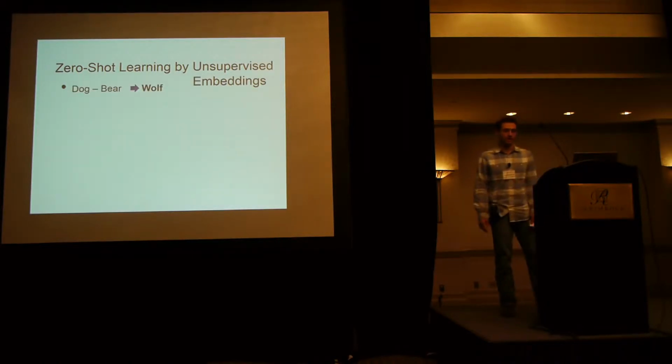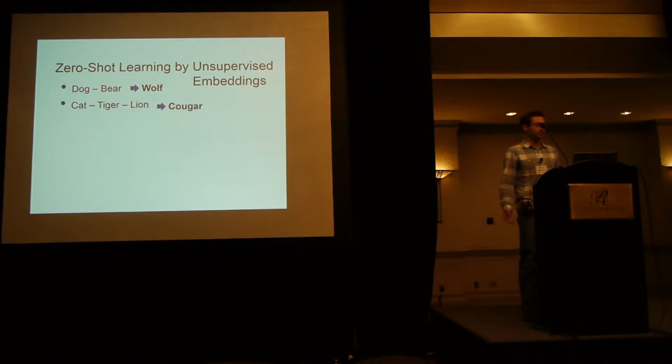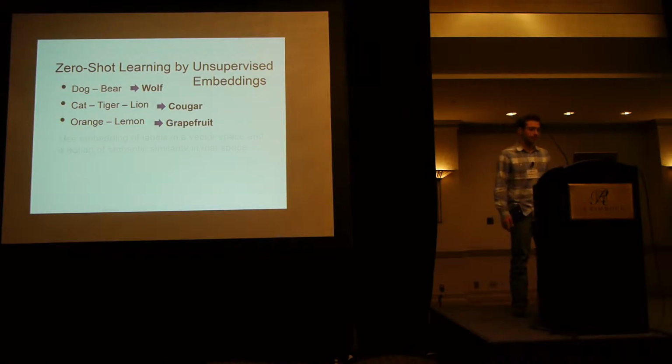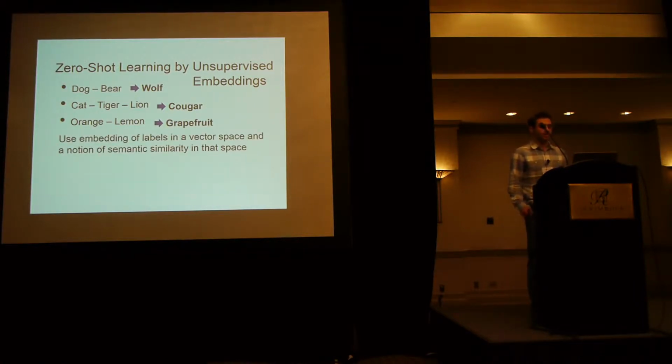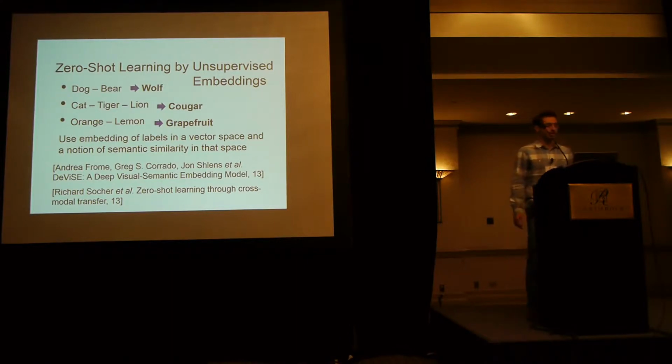The approach that we are taking is using an unsupervised embedding of the labels and concepts. Because it's unsupervised, we can work with very many classes, and what it gives us is something like this. For example, it tells us that wolf is something similar to dog and bear, and cougar is something similar to cat, tiger, female lion, and greyhound is something between orange and lemon. So by using the embedding of labels in a vector space and the notion of semantic similarity in that space, we can generalize to unseen concepts. This approach had become very popular recently. There have been 2 papers at NIPS last year that I'll talk about briefly in the next slides.